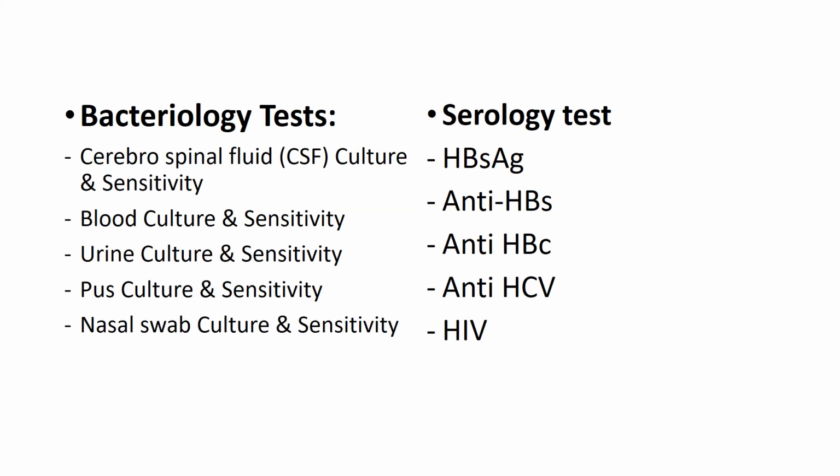The next laboratory test that we're going to discuss is the microbiology. The microbiological tests involve the bacteriology tests and the serology tests. The bacteriology tests include the cerebrospinal fluid culture and sensitivity, the blood culture and sensitivity, urine culture and sensitivity, pus culture and sensitivity, and nasal swab culture and sensitivity. Whereas serology tests include the hepatitis antigen tests, anti-hepatitis B, anti-hepatitis C, and HIV tests.